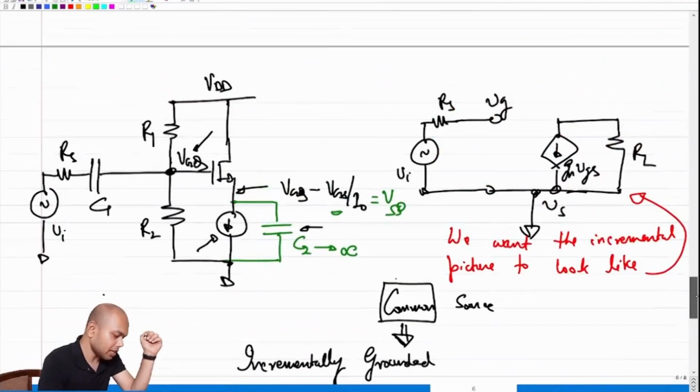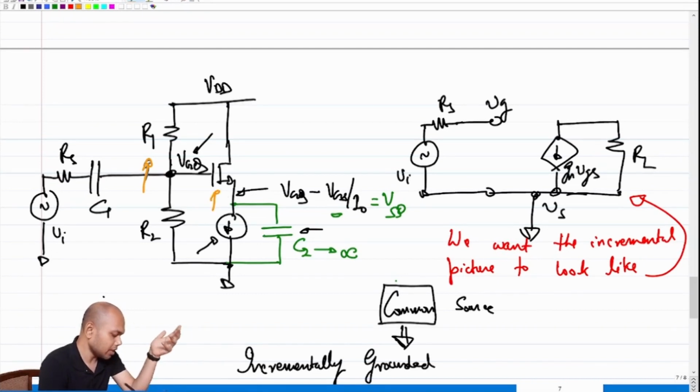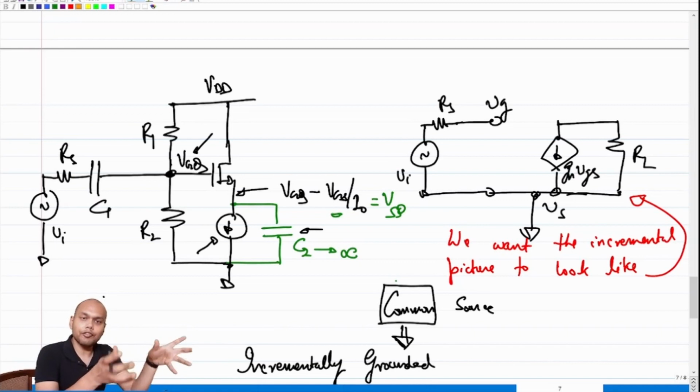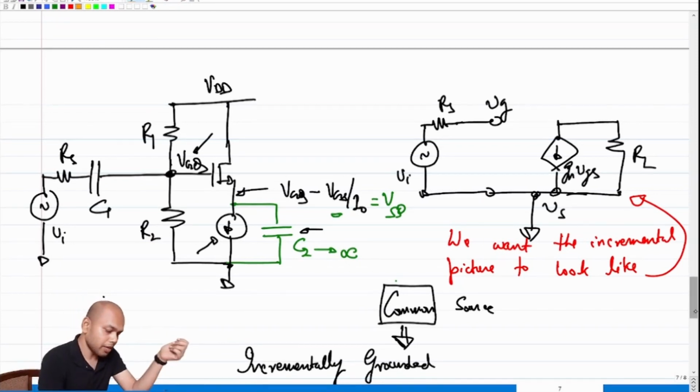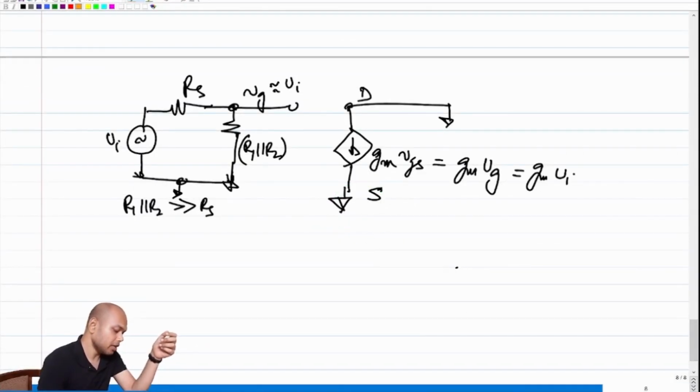right? So if this capacitor were not there, any change in VGQ would have been accompanied with a change in VSQ, right? But the presence of an infinite capacitor is not allowing the source voltage to move at all, which essentially means that this is incrementally grounded, hence we are able to incrementally short the source. But note that we have still not arrived at a common source amplifier, because we haven't yet looked into the load picture, right?